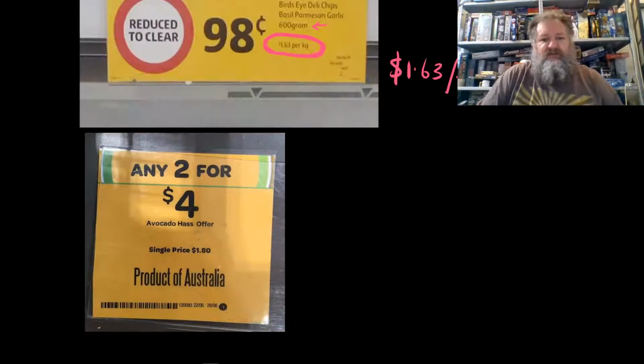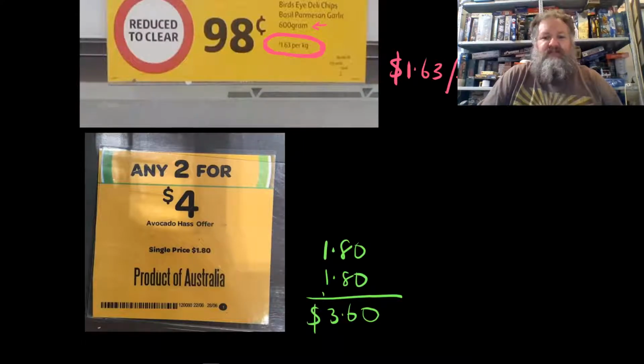Okay, so if you do a little bit of basic arithmetic, you will realize that a single avocado and a single avocado, so you're buying them separately, not the 2 for $4 deal. Well, if you buy them separately, your 2 avocados will cost you $3.60. It's 40 cents cheaper than their special.